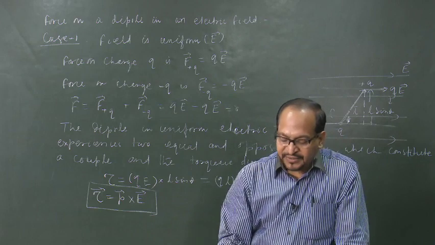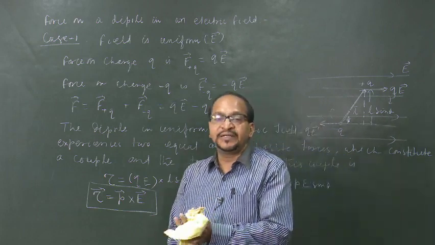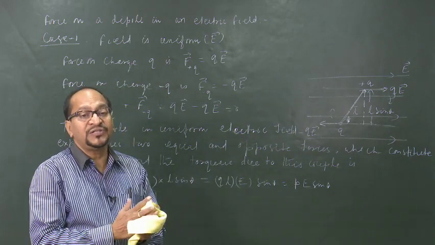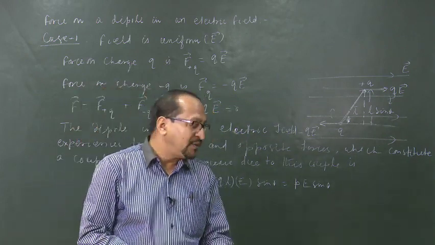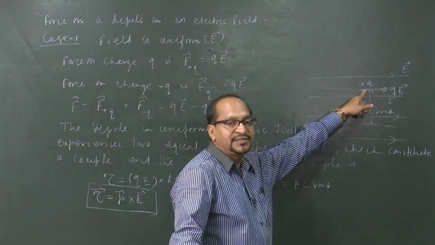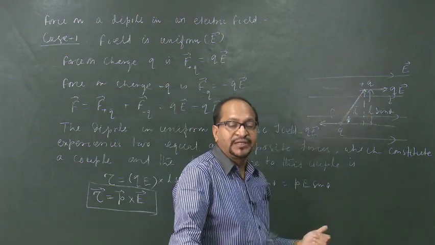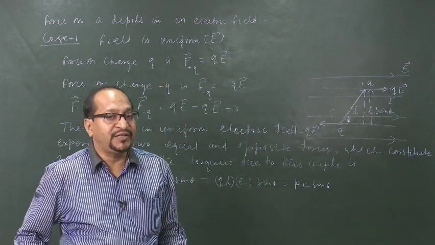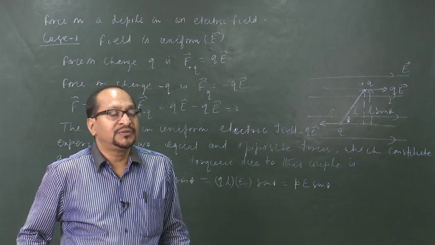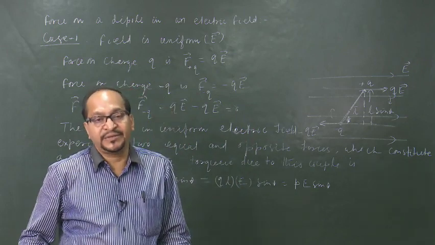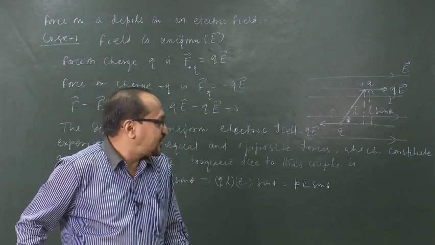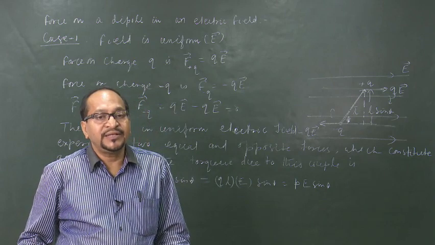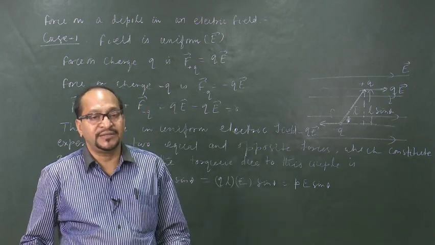Okay. Now, we will study the second case, that is, what happens if the field is non-uniform. That means the field at this point is different from the field at this point. So, obviously, now the force experienced by the positive charge plus q will be different in magnitude from that experienced by the charge minus q. So, they will not cancel each other, and rather they will get a resultant force. And what is this resultant force?